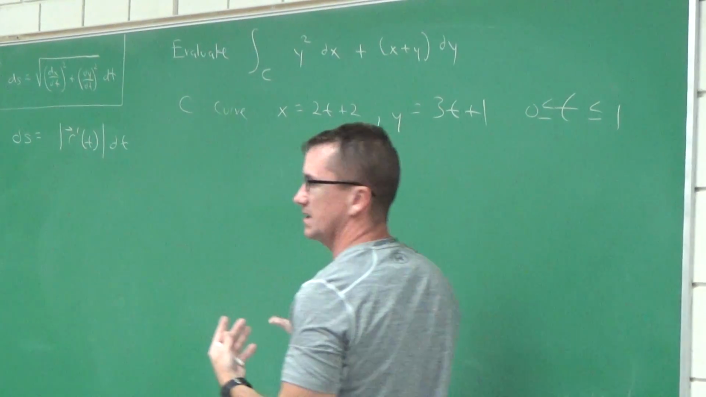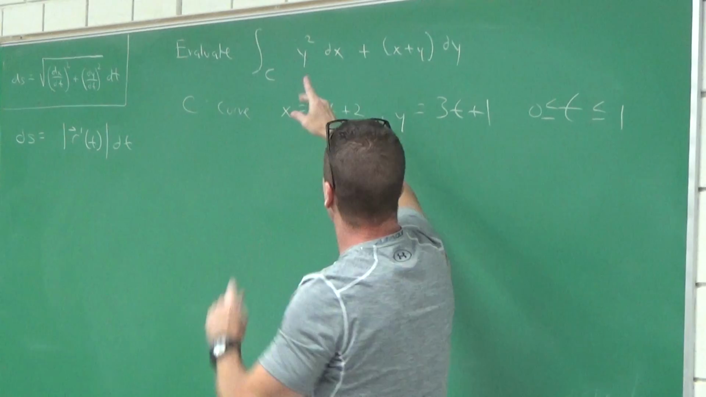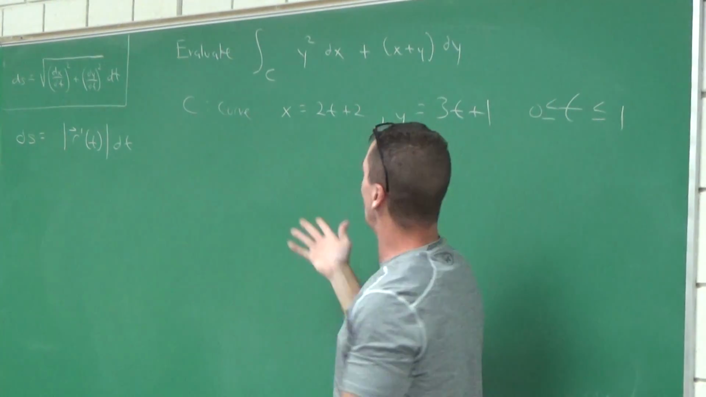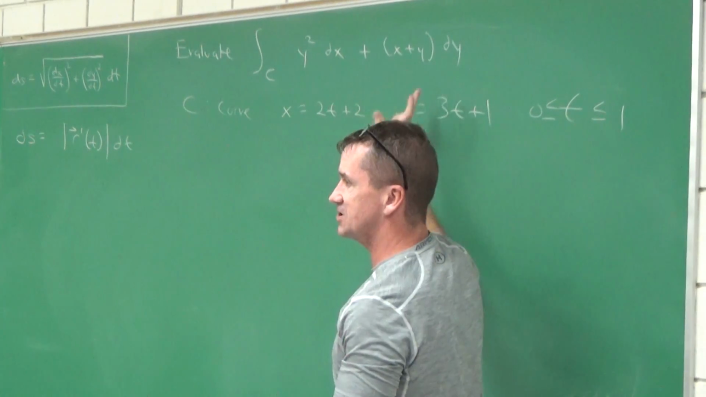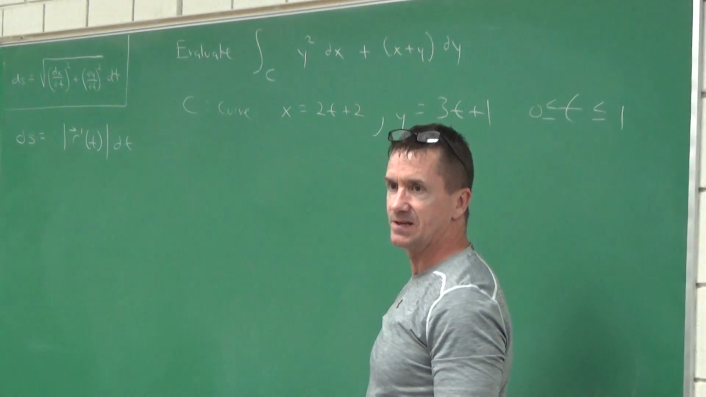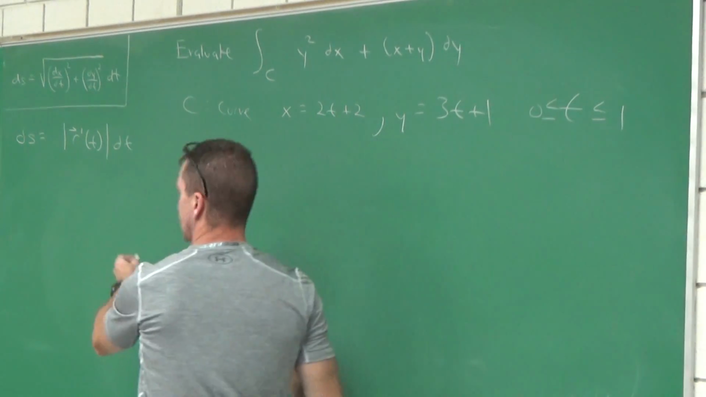So what are we going to do with this? You might find this easier. The first thing, most important: we're not going to ignore these dx and dy. We're not just going to put y squared, put x plus y, and do the integral and put t's. These are important. Something has to get substituted for it. So here's the secret.